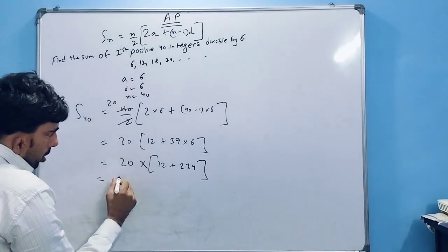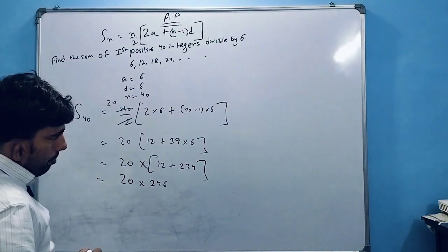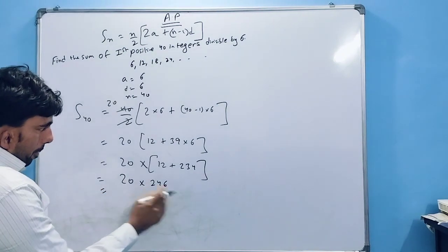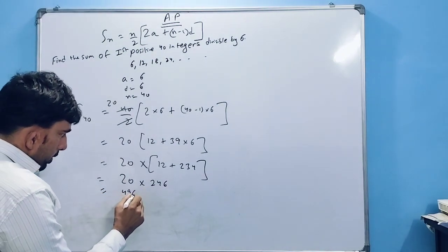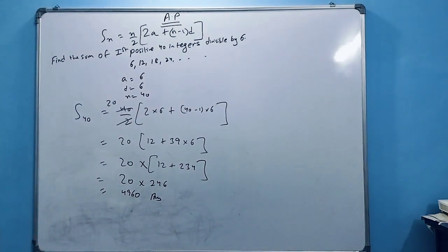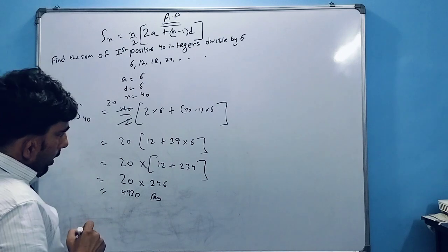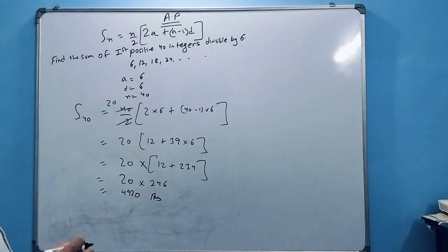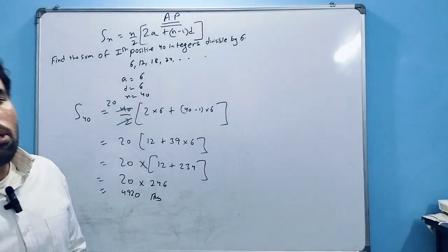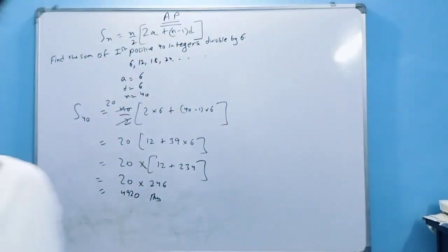So now 20 into 246. Okay. After adding this, I got 246. Now multiply this. I hope I have not made any mistake here. It will be 20 into 246. So I got 4920. That is my answer. So that is how we can easily solve such kind of numericals in arithmetic progression.